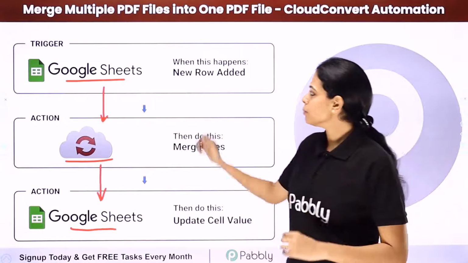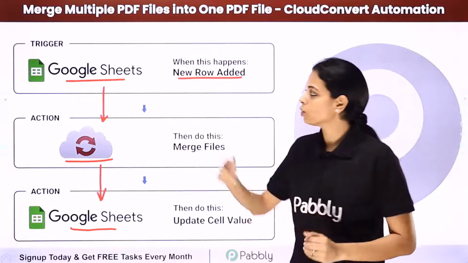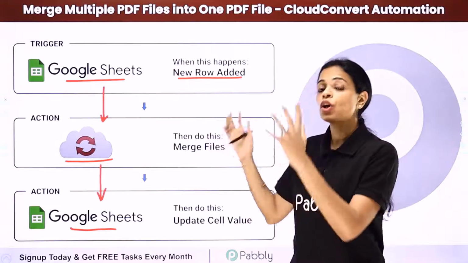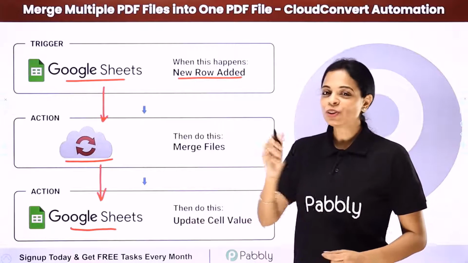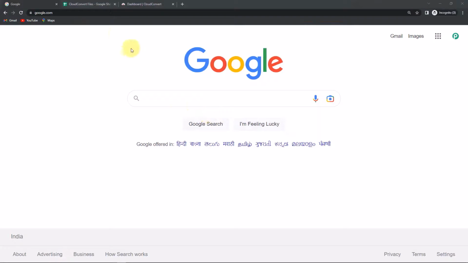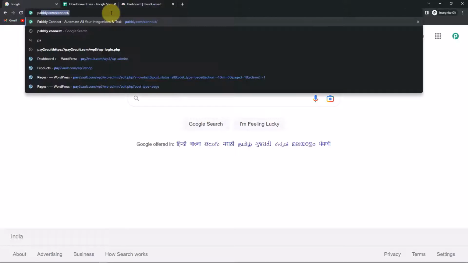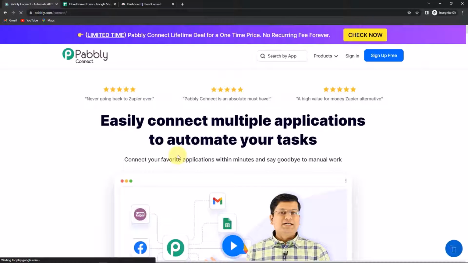So every time a new row is added with some URLs, with some links, then automatically it is going to merge all those files and then update the cell value. Now, how can you do this yourself? To understand that, let me take you to my screen. To begin with the process, we are first going to type the URL pabbly.com/connect, and as we do that, here we have reached the landing page of this software.